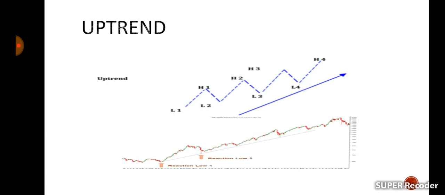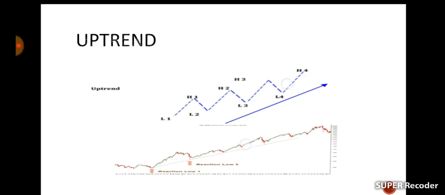Here the point H4 is greater than H3, H3 is greater than H2, and H2 is greater than H1. Likewise, L4 is greater than L3, L3 is greater than L2, and L2 is greater than L1. These L1, L2, L3, L4 are known as swing lows. Then the H1, H2, H3, etc. are known as swing highs.